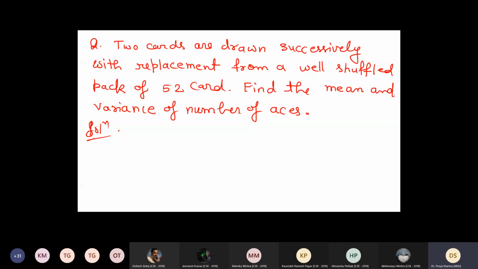How many aces are there in 52 cards? 4. So firstly, हम अपना जो random variable है वो denote करेंगे. Let the random variable X denote. हमेशा random variable वो denote करना है जो आपको outcome दे रहा है, जो आपको success बता रहा है.